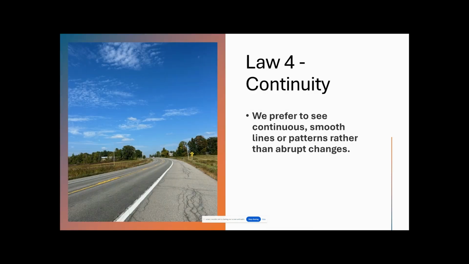Law 4, continuity. This is when we prefer to see continuous, smooth lines or patterns rather than abrupt changes. So the best example I have for this were roads. Roadways, highways, freeways, parkways, right? This is a straight continuation, a straight line that helps drivers stay on path, without helping them crash. And it helps us decipher from the grass. It helps us tell what's road and what's not.